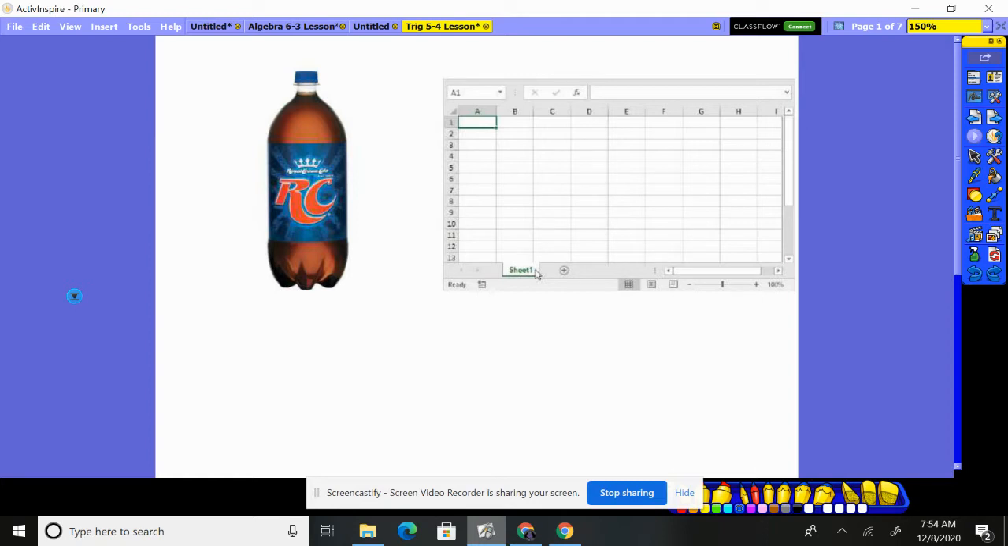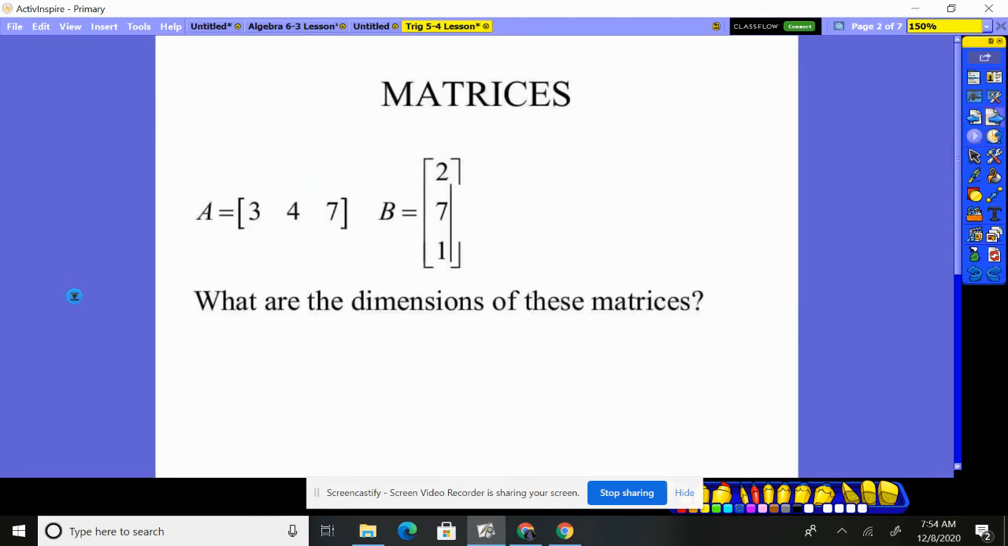On a spreadsheet, you have these rows going across, row one, row two, and so forth. And then you have these columns. So rows, columns. That helps me when we start looking at matrices. We want to know, what are the dimensions of these matrices? So this one right here, matrix A, how many rows does it have? Well, it has one row, and how many columns? 1, 2, 3. So it's a 1 by 3.